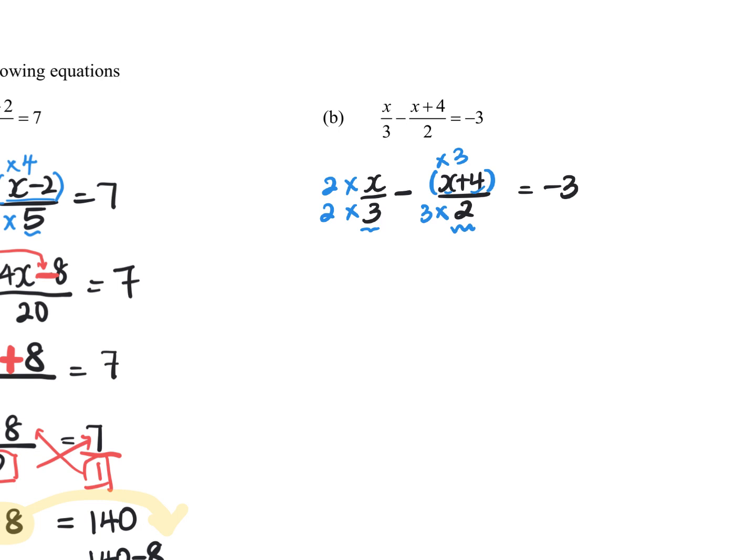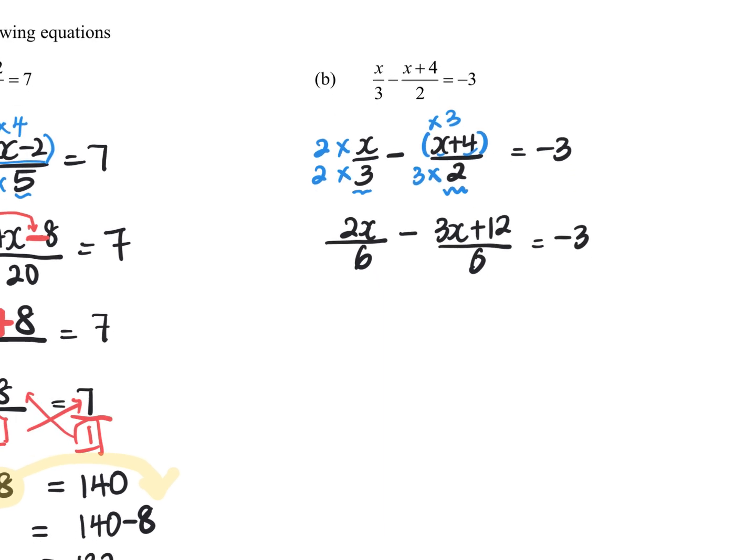Okay, then now I'm going to simplify this. 2 times x, 2x over 6 minus 3 times x is 3x. Remember the back side, yeah? So 3 times the 4 as well. That will give me 12. Okay, so now the denominators are the same.